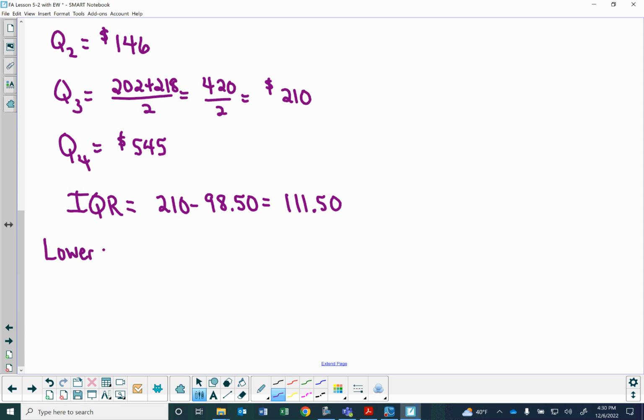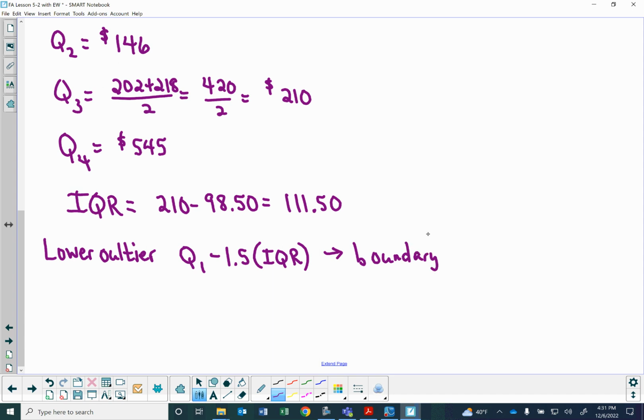A lower outlier is found by taking Q1 minus 1.5 times your IQR. If a number falls under this lower boundary in your data set, then it's considered to be a lower outlier. So my lower outlier boundary is Q1 minus 1.5 times my IQR. This will give you the boundary for your lower ones.